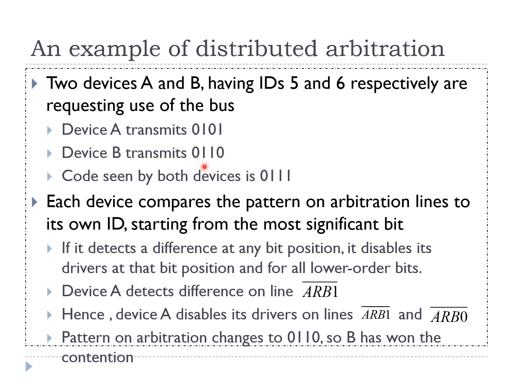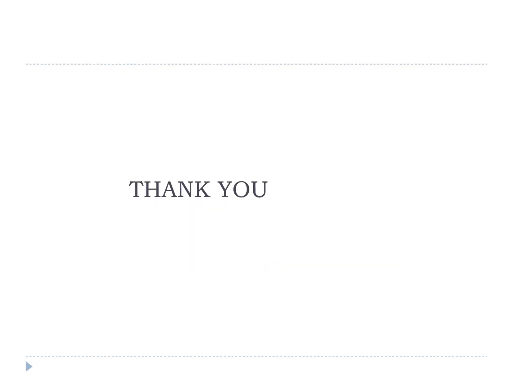Now we will see for device B, 0110. 011 is common, the last bit is 0, so it will be 0. So 0110 will be the value and it matches with its own code. So device B has won the arbitration. This is how distributed arbitration works. Thank you.